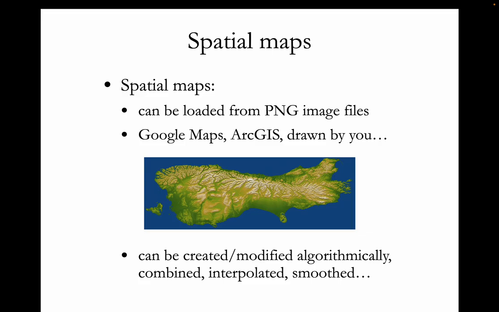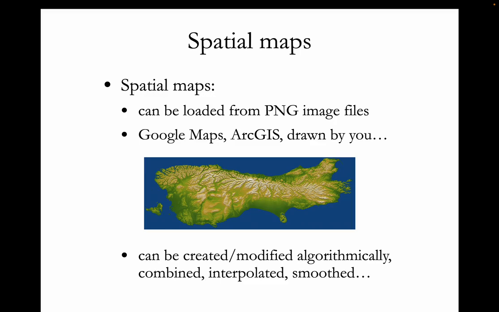Spatial maps can be loaded from PNG image files, and this is where the Image class in SLiM that I mentioned before comes in handy. The image files might come originally from Google Maps, ArcGIS, or anywhere else. In any case, you can load them into SLiM and use them as a spatial map. So here's an example map that represents the South Island of New Zealand, with colors coding for elevation.